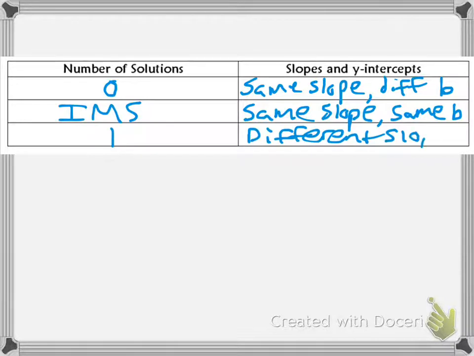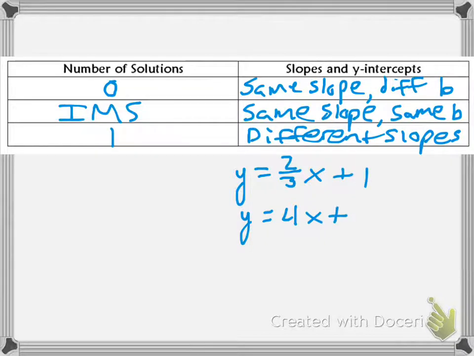Okay. Now you might be thinking, well, what does the y-intercept have anything to do with that case? I encourage you to think about that. If they have different slopes, for example, y equals 2/3 x, and then y equals 4x, but then let's say they have the same y-intercept, +1, +1, think about where those two lines might cross, what the solution to that would be. You can go ahead and graph it if you need to see that, but there is kind of a shortcut there that you might be able to spot.